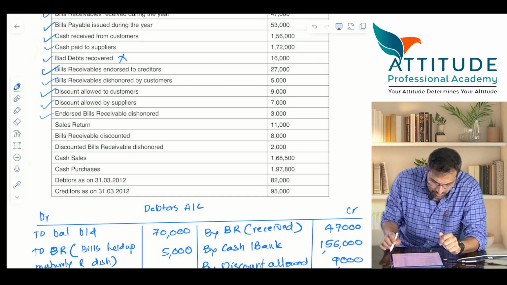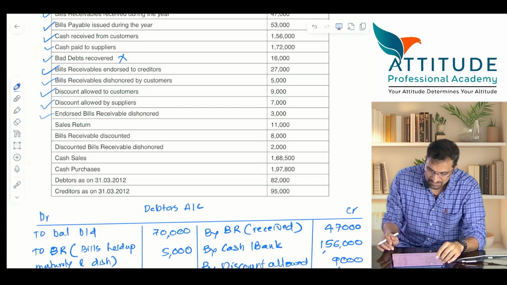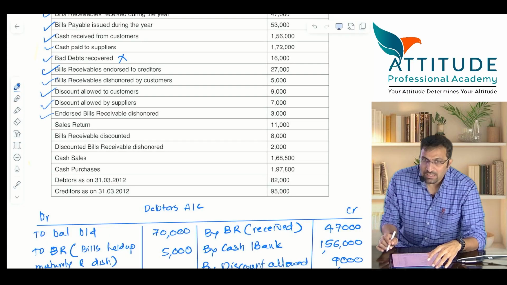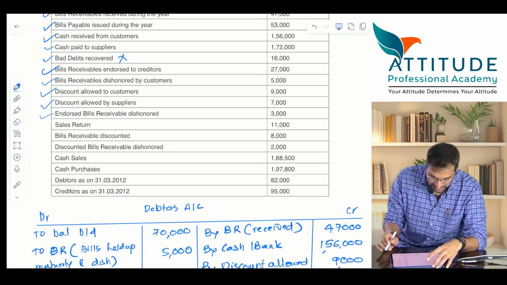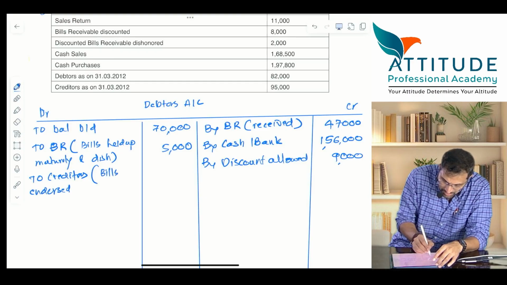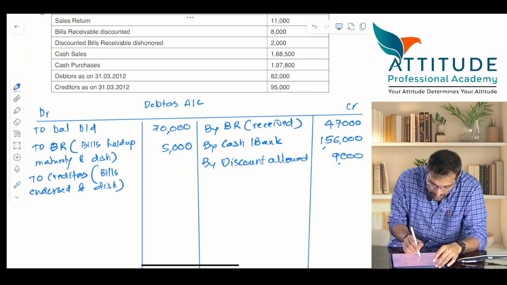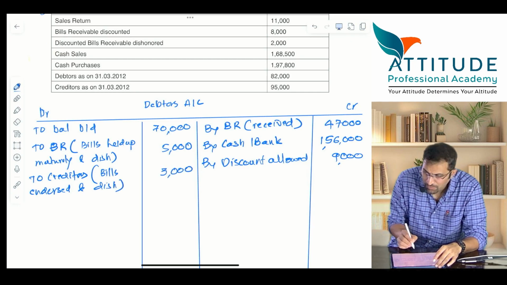Endorsed bills receivable dishonored. Entry: debtors account debit to creditors account. Very good. So debtors account debit to creditors. Bills endorsed and dishonored. Correct? What is the amount? This is 3,000. All of you got it?